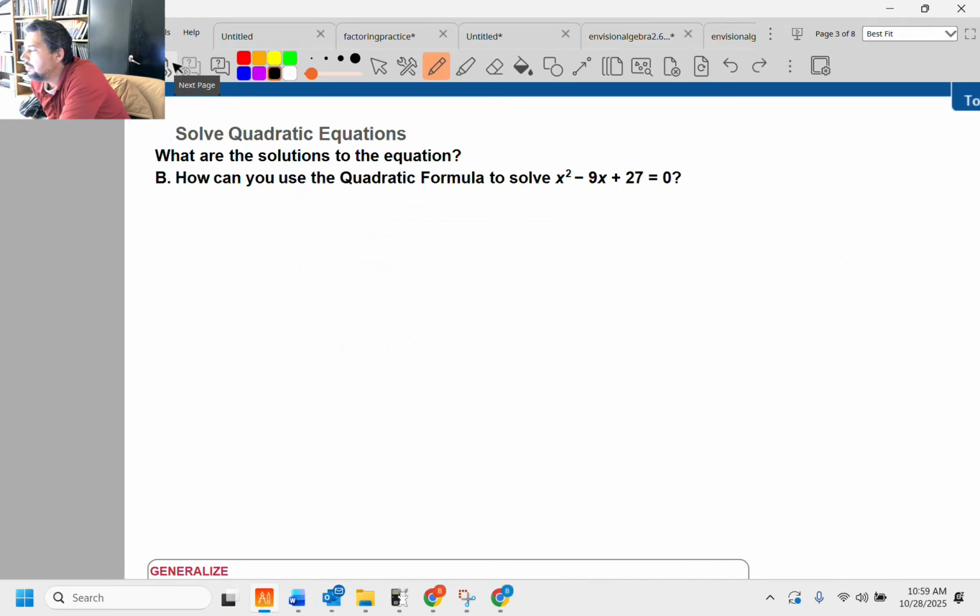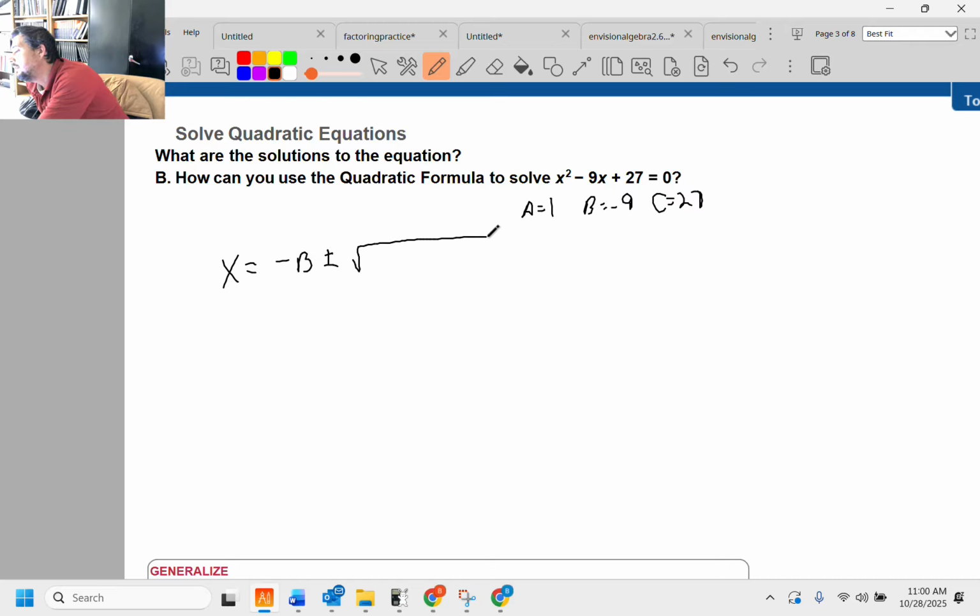All right, how can you use the quadratic formula to solve x squared minus 9x plus 27 is equal to 0? Hopefully you understand by now. A is 1, B is -9, and C is 27. And again, write the thing down. X equals -b, and sing the song: plus or minus square root b squared minus 4ac all over 2a.